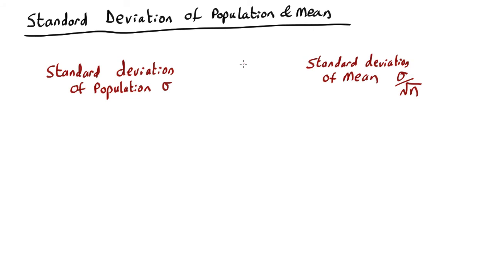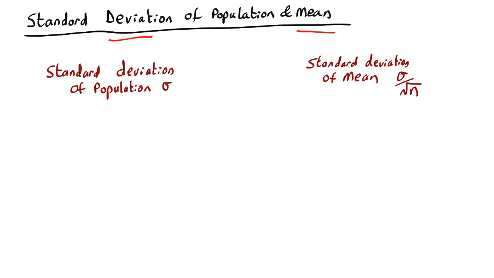Another source of confusion when doing an uncertainty analysis is the standard deviation of the population versus the standard deviation of the mean. In particular, people ask me, which one do I use? Well, don't worry, that's what we're going to explain in this video.